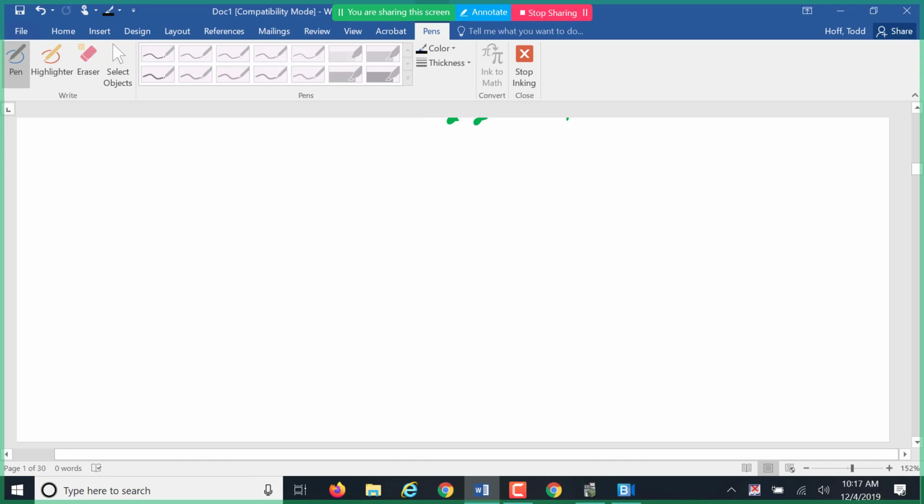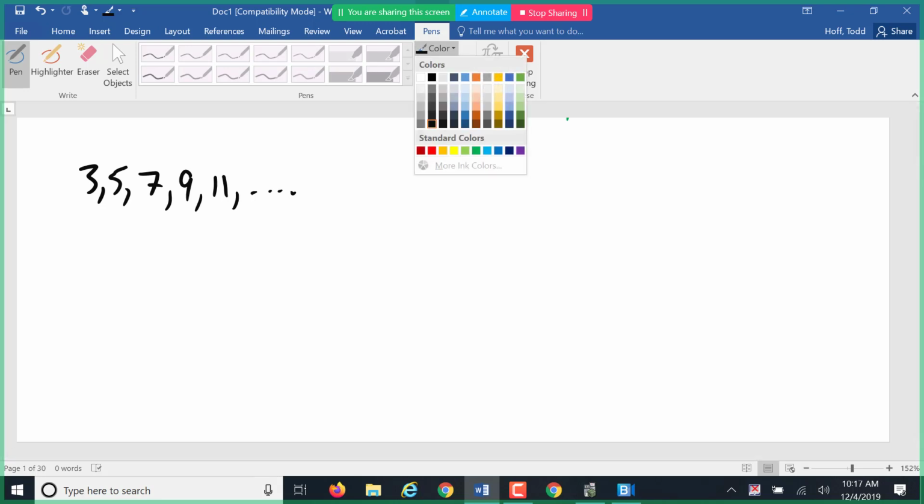Sometimes it helps to be able to write these backwards. If I give you the terms of a sequence and you try to find the general formula, well, let's try to keep this simple on the first one. Let's call it 3, 5, 7, 9, 11, and so on. That is the first 5 terms of my sequence.